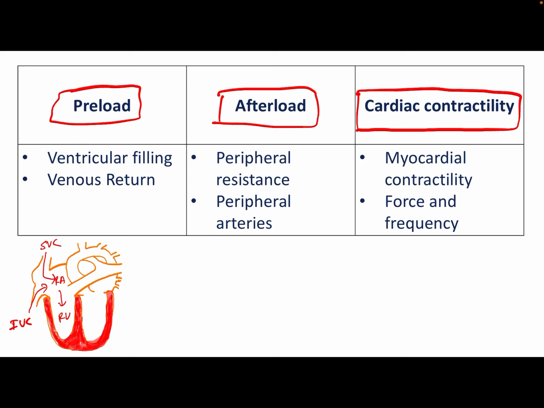In preload, the most important thing we have to learn is Frank-Starling's law. What is this law? It states that the force of contraction of cardiac muscle is proportionate to the initial length of the muscle fiber within physiological limits. So in the heart, end diastolic volume is the preload. This end diastolic volume is decided by venous return. We have seen that end diastolic volume is the amount of blood in the ventricle at the end of the diastole.